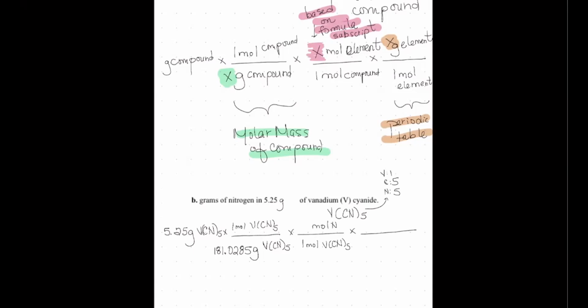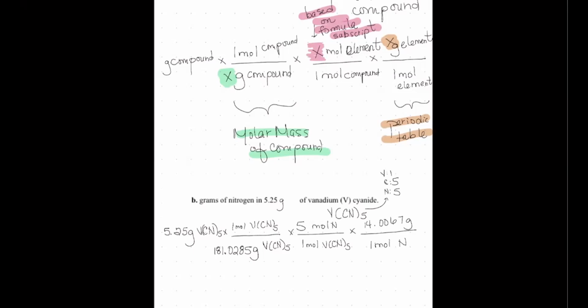Based on the formula subscripts, how many nitrogens do we have? Let's put it in the chat. Great job. So I put a 5 here. And then my last portion, as you can see, is saying 1 mole of nitrogen. And then I'm going to write specifically the molar mass of nitrogen, which is 14.0067 grams. Okay.